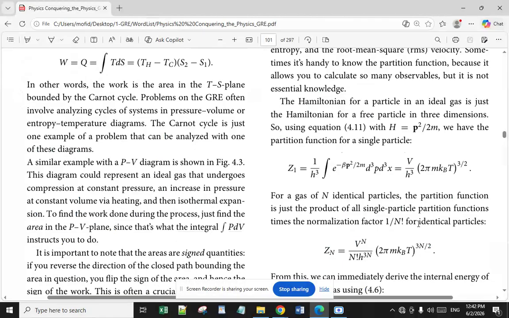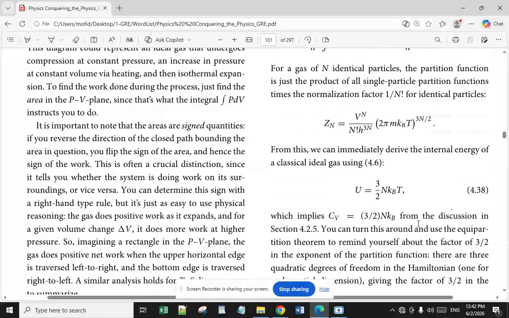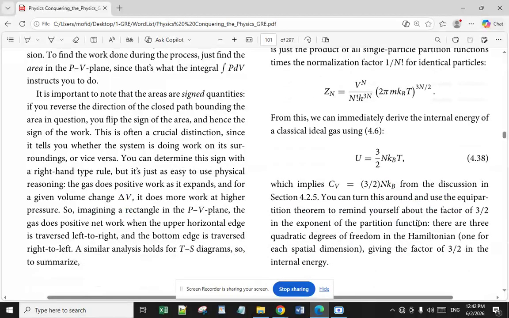To find the work done during the process, just find the area in the PV plane, since that's what the integral of P dV instructs you to do. It is important to note that the areas are signed quantities. If you reverse the direction of the closed path bounding the area in question, you flip the sign of the area and hence the sign of the work. This is often a crucial distinction since it tells you whether the system is doing work on its surroundings or vice versa. You can determine this sign with a right-hand type rule, but it is just as easy to use physical reasoning.